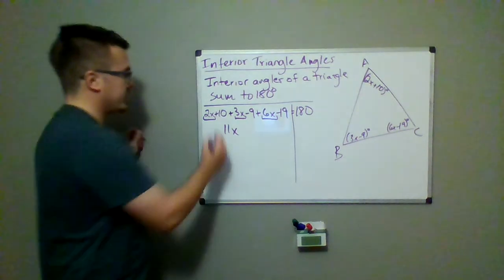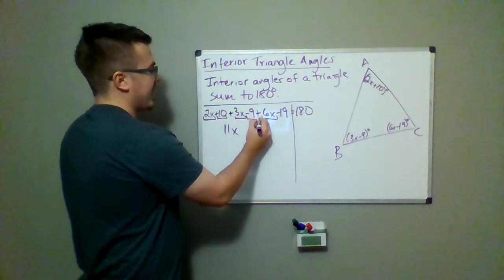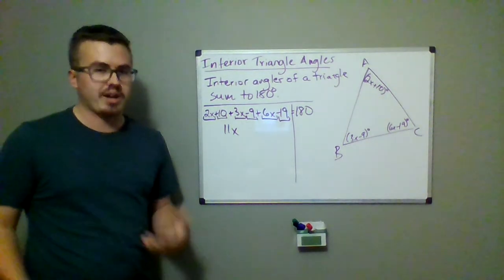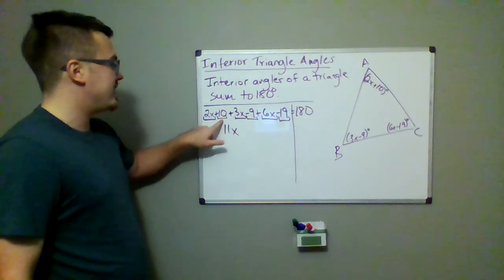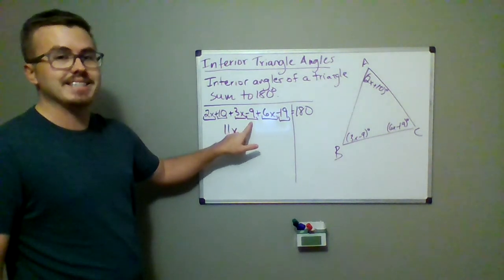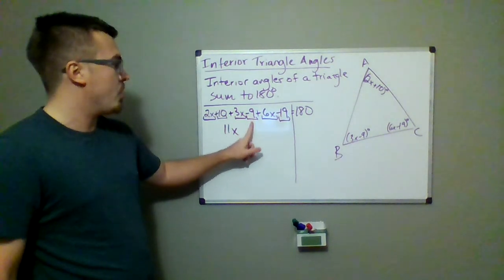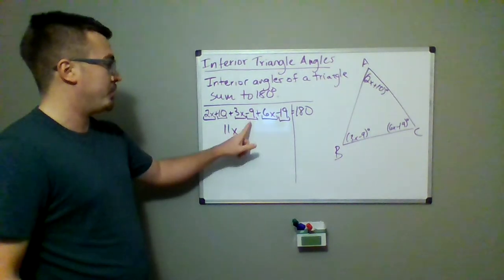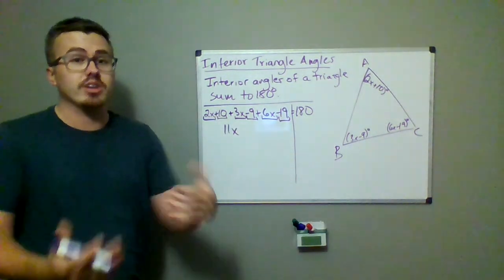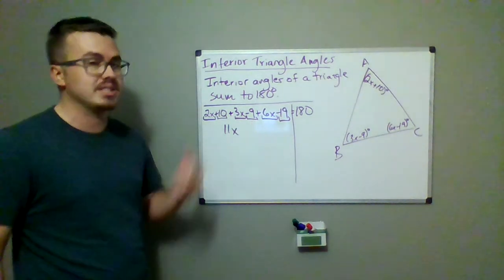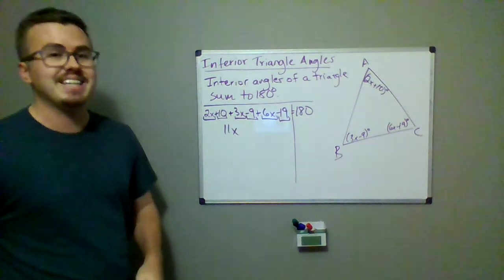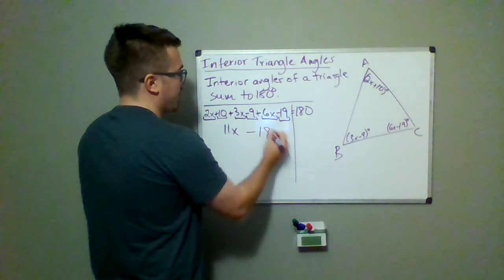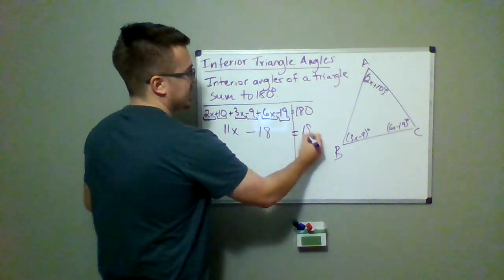Now I have to do my numbers. I've got 10, negative 9, and negative 19. So make sure you're super careful when you're doing this. 10 minus 9, that's going to give me positive 1. 1 minus 19. Be very careful here. Remember, when it's 1 minus 19, you're going to get a negative number because the smaller number is the positive. 1 minus 19, that's going to give me negative 18. So I've got 11x minus 18 is equal to 180.